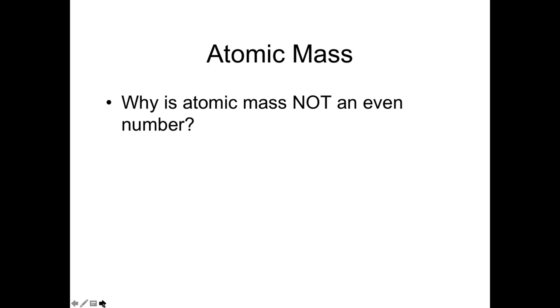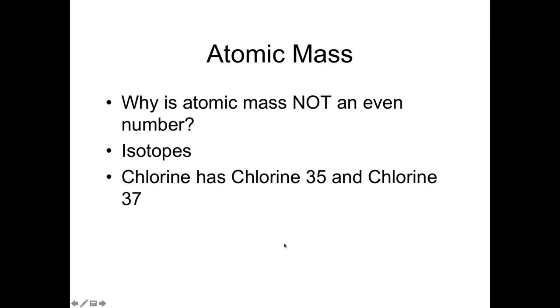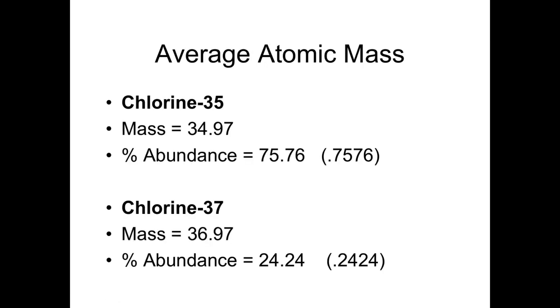So let's talk about atomic mass. Why is atomic mass not an even number? Well, it comes down to we have these things called isotopes. And so for the atoms, there's actually more than one type of atom you can have, and those are different isotopes. So chlorine actually has 2 isotopes, chlorine-35 and chlorine-37. And so you have to know details about this to get the atomic mass, because the atomic mass you actually see on the periodic table is the average atomic mass.